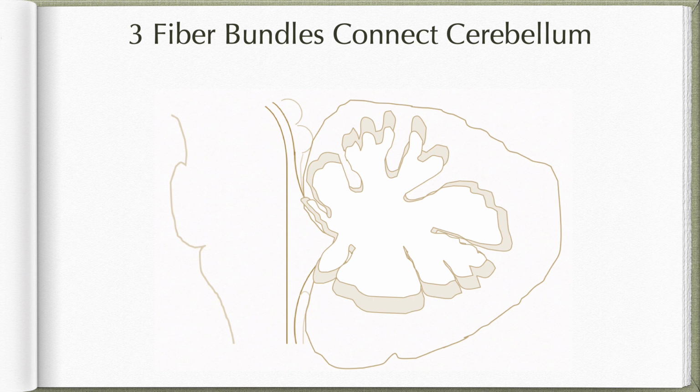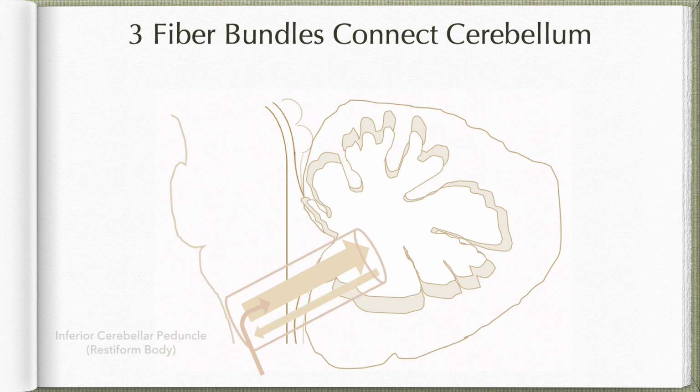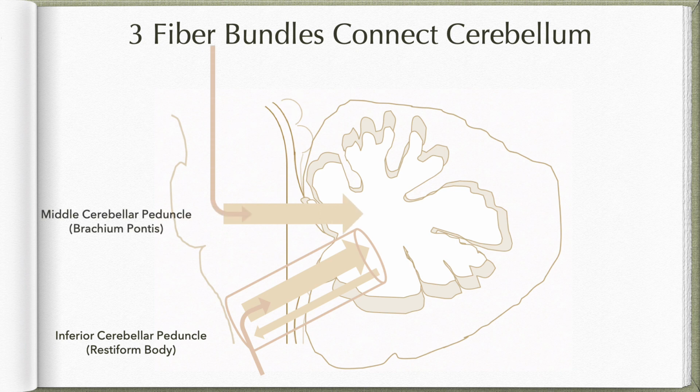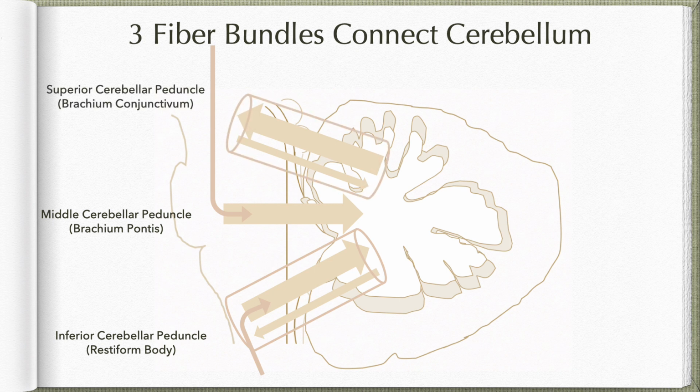There are 3 fiber bundles which connect cerebellum to the parts of the brainstem. The lowermost has predominantly afferent fibers and very few efferent fibers. Now this is the inferior cerebellar peduncle, otherwise known as restiform body. It connects medulla with the cerebellum. Then we have a predominantly afferent connection to the cerebellum, which connects pons to the cerebellum, known as middle cerebellar peduncle or brachium pontis. And then we have a third bundle which connects midbrain to the cerebellum, which has fewer afferent fibers and mostly efferent fibers from the cerebellum, known as superior cerebellar peduncle or brachium conjunctivum.